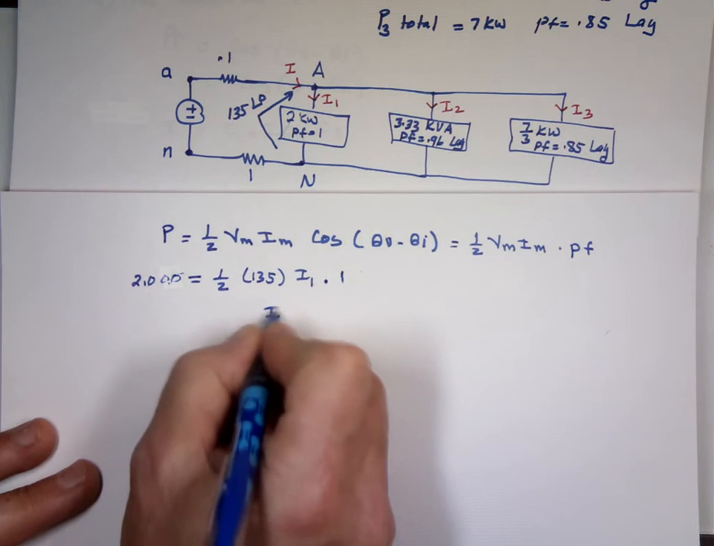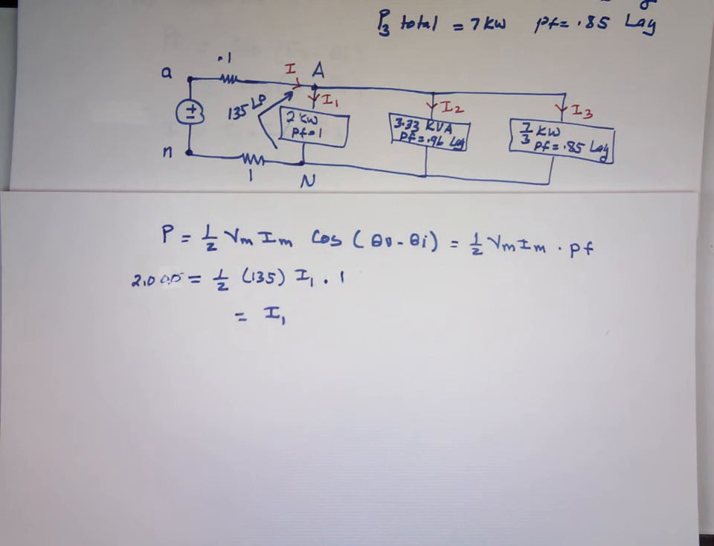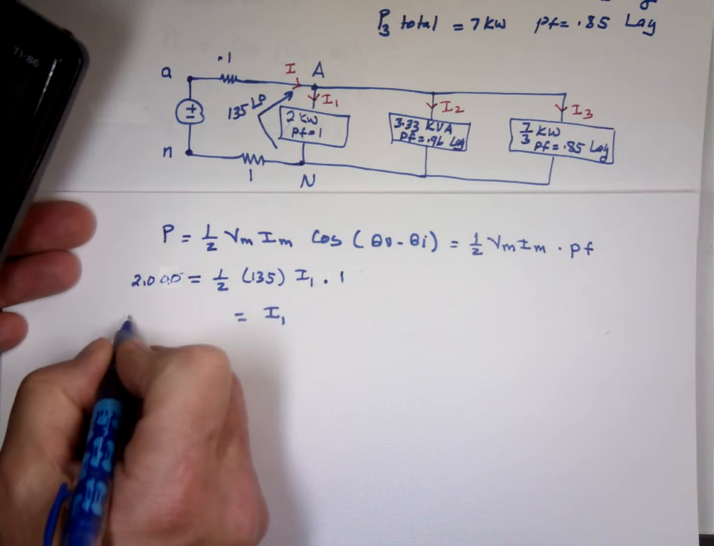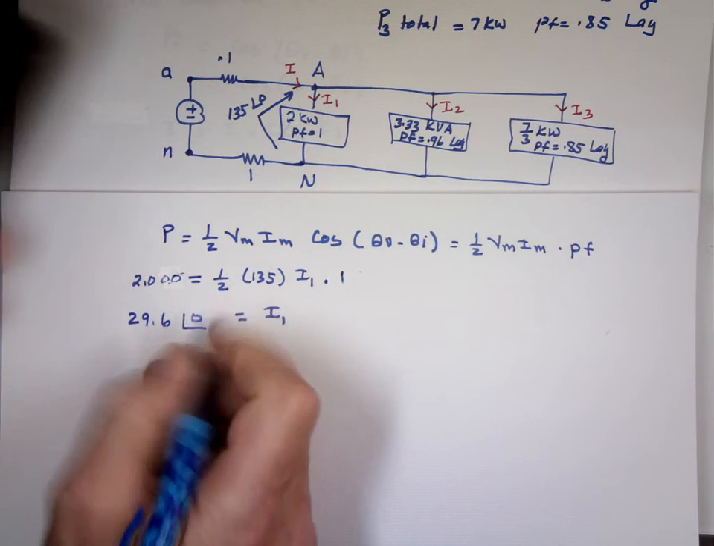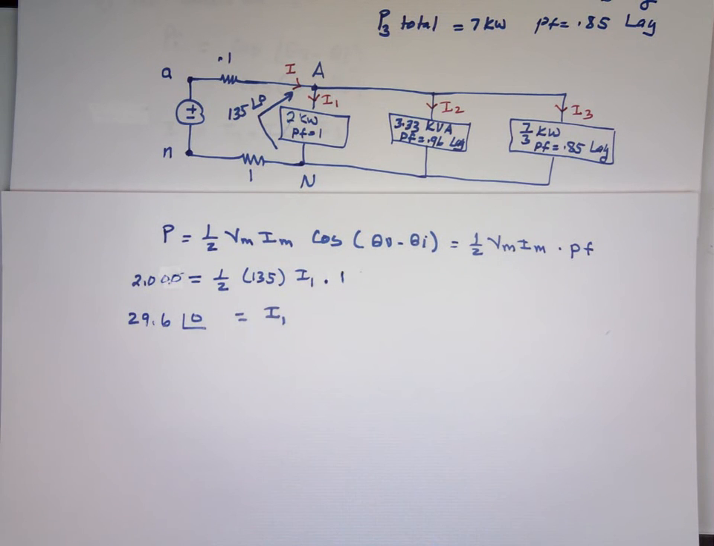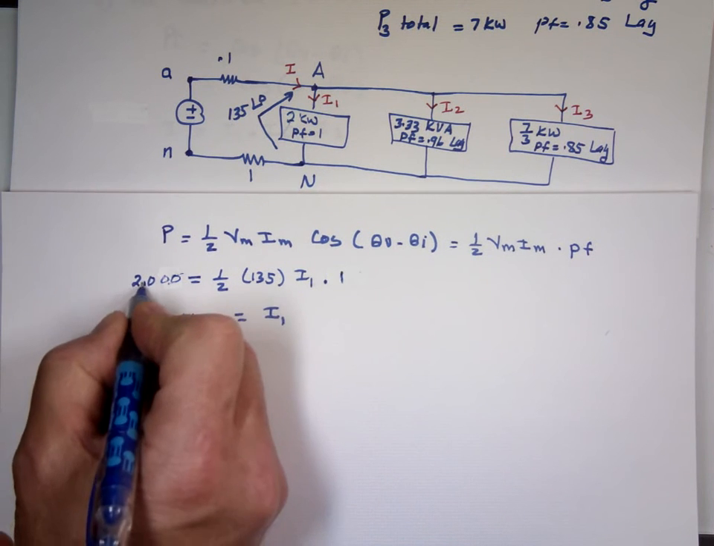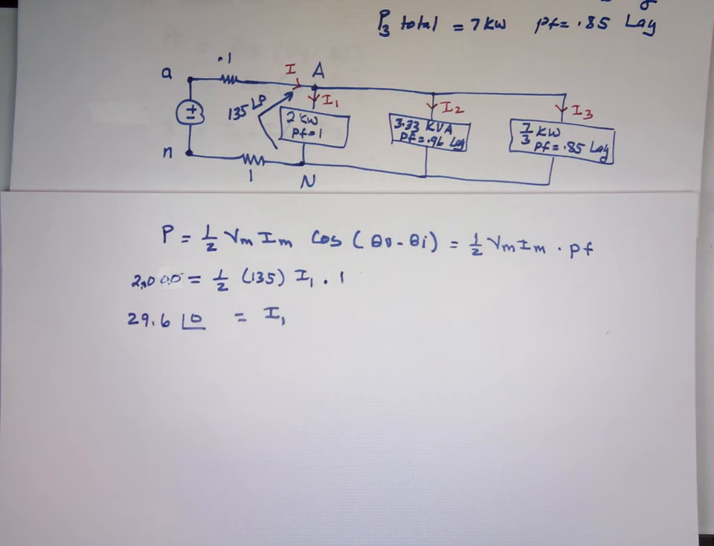I sub 1 is equal to what? 4,000 divided by 135, which is 29.6 angle 0. There is no difference between theta V and theta I. They're in phase. That's 2,000, that's 2 kilowatts, right? So that's I sub 1.